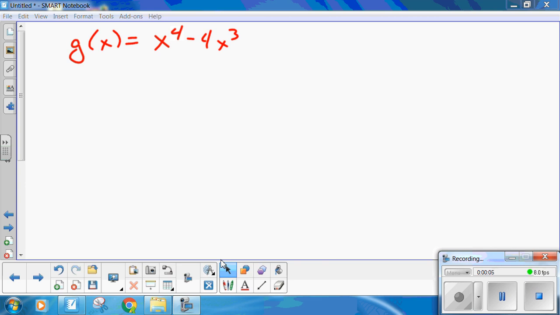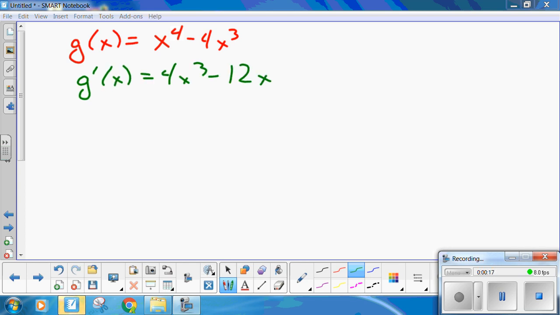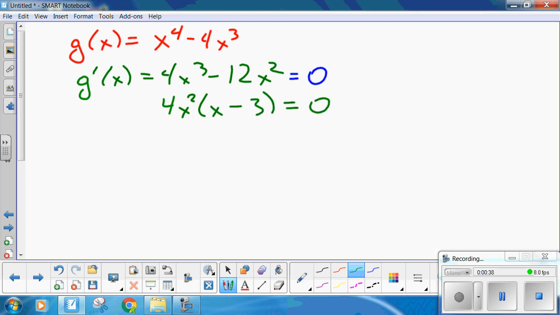As I said here, I want you to find the local maximum and minimum values of this function, g of x. So, g prime. What are the critical values here? 4x cubed, 4x, x squared minus... I can factor out an x squared. It becomes x squared, and that's x minus 3 equals 0. So either 4x squared equals 0, x equals 0, or x minus 3 is equal to 0, x equals 3.